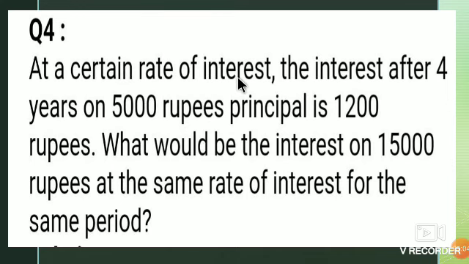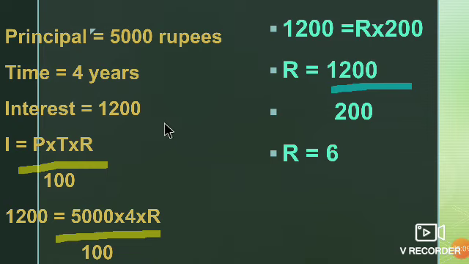Here the rate of interest is not given, so we have to find it out. Let's put values in the formula. Principal is 5,000, time 4 years, interest 1,200. So write in the place of the interest 1,200: it is equal to 5,000 principal into 4 years into rate, because we don't know the rate, upon 100. After calculating, cancel the zeros. 50 into 4 will be 200. So 1,200 is equal to rate into 200.